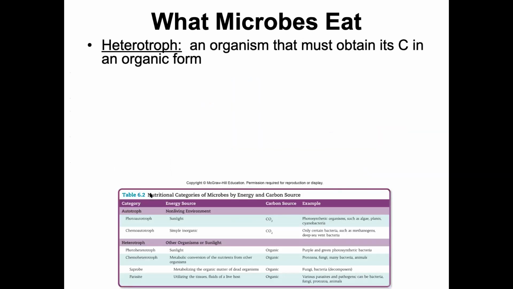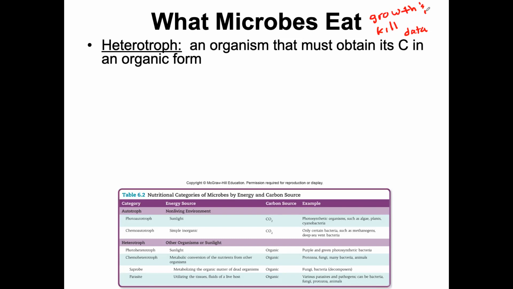Now, we can define an organism by what it eats. And why is this important? Because this can allow us to identify how we can grow it, and also how we can kill it. So that's for growth and kill data. That's why this is important.